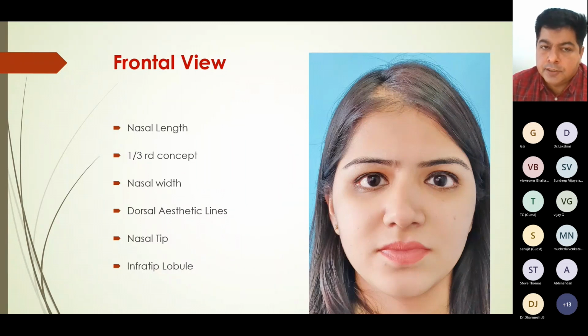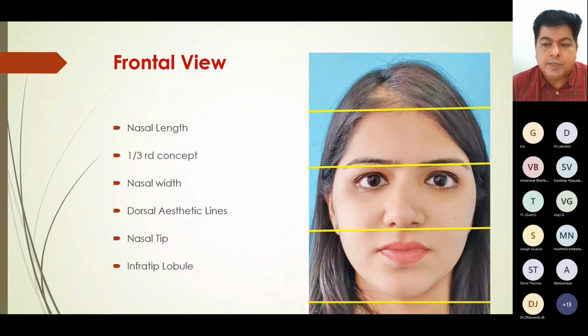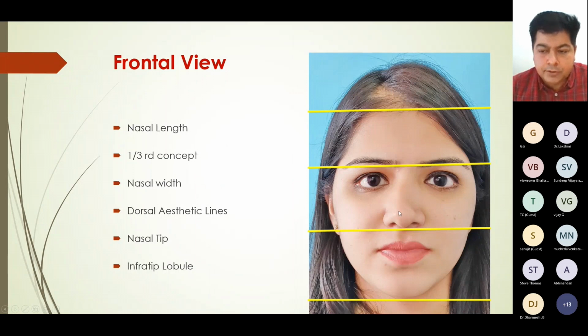First and foremost is the frontal view. This is one view which will give you so much of information. You can have a look at the nasal length, and what is important is the thirds concept. The patient's nose should be in the middle third. It should not be more than a third. So that will give some idea of what you need to do.